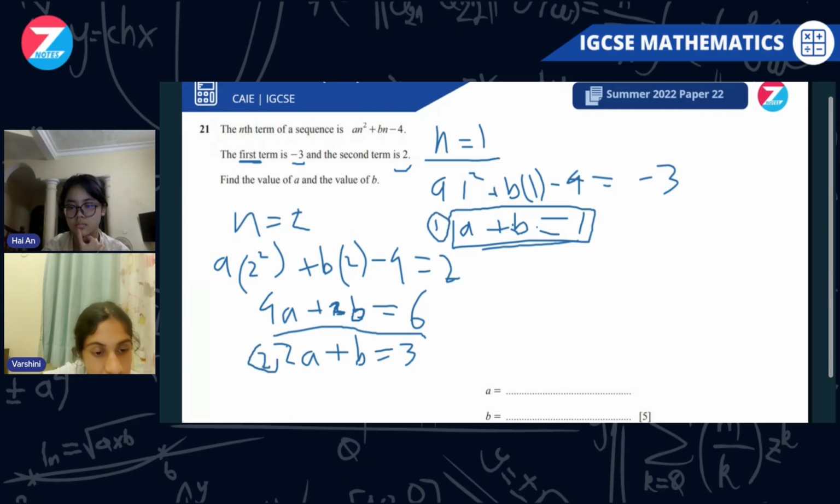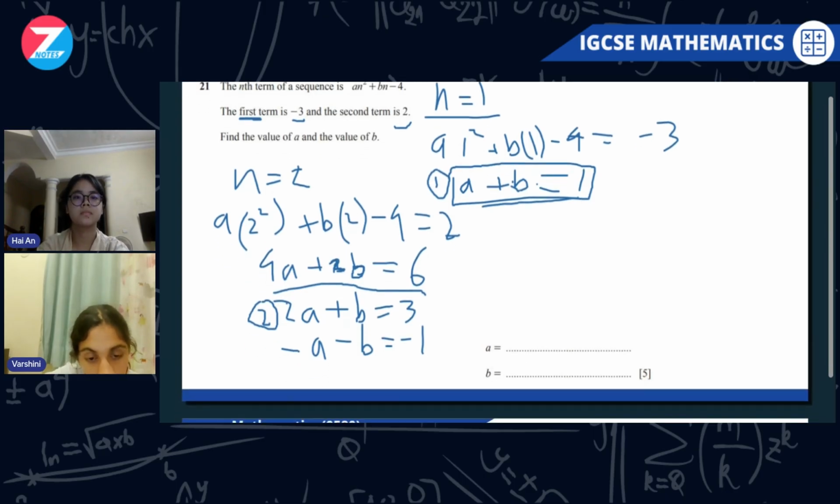Now we can subtract equation 1 from equation 2. So let's put it down here, minus a minus b equals minus 1. Remember, we're subtracting all the terms. So 3 minus 1 is 2. And now since we made the b's the same term, they'll cancel out. And 2a minus 1a is just a. So now we have a equals 2.